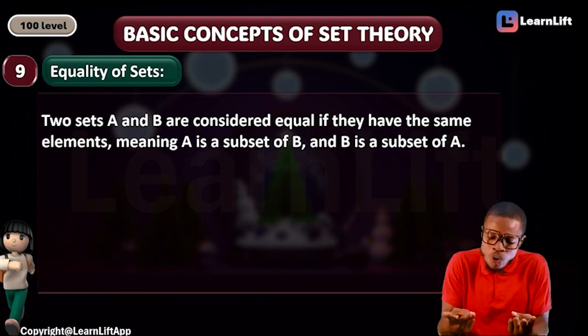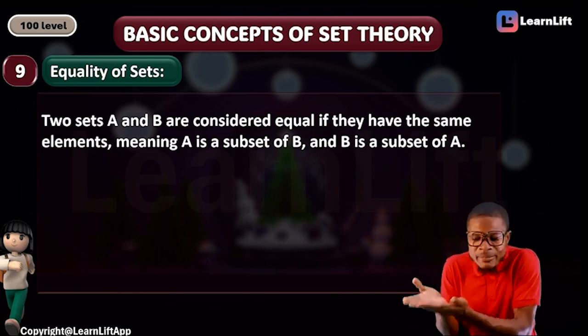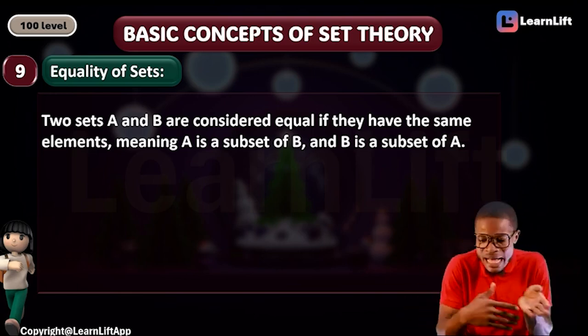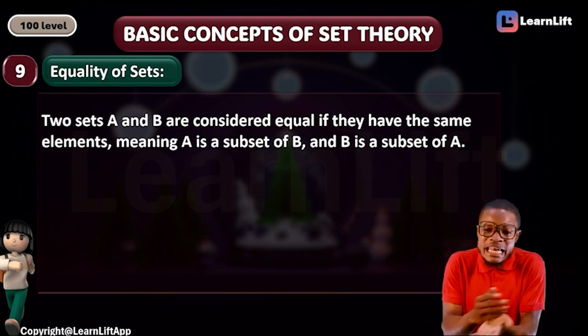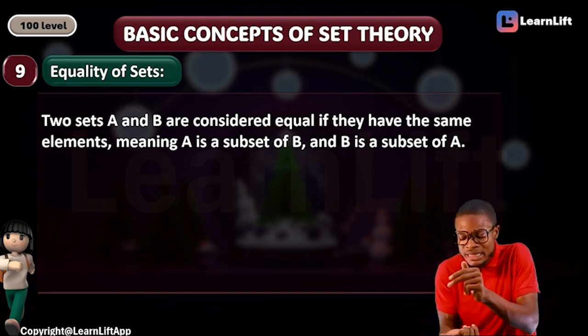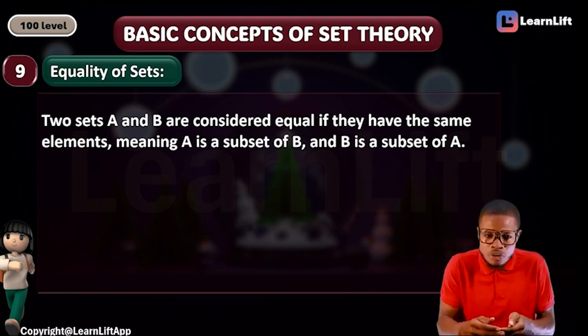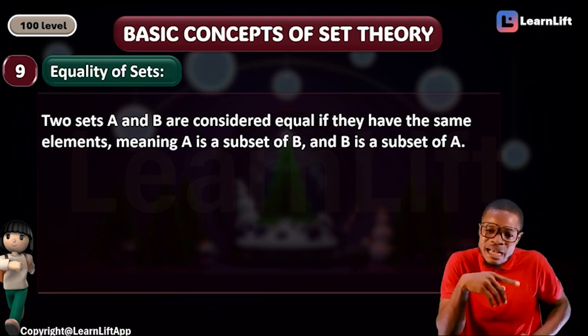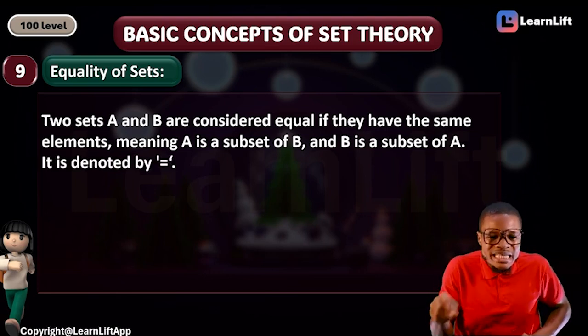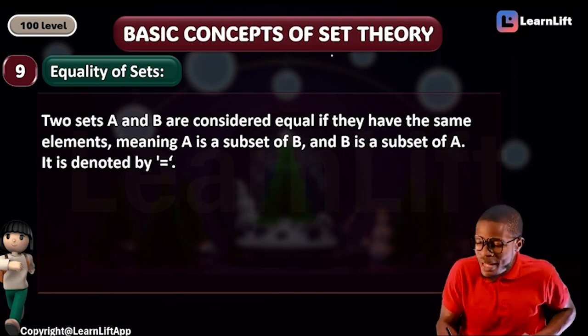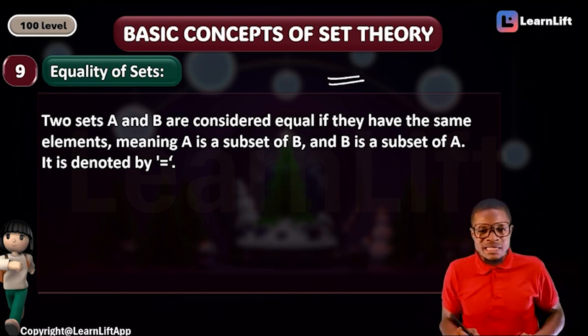Two sets are equal if they have the same elements. So the elements in A are also in B. The elements in B are also in A. But there is no element that is in A that is not in B, or there's an element in B that is not in A. No. Two sets are equal when their elements are what? The same. Now let me show you. It is denoted by, of course, your equality sign. Are you getting me now?